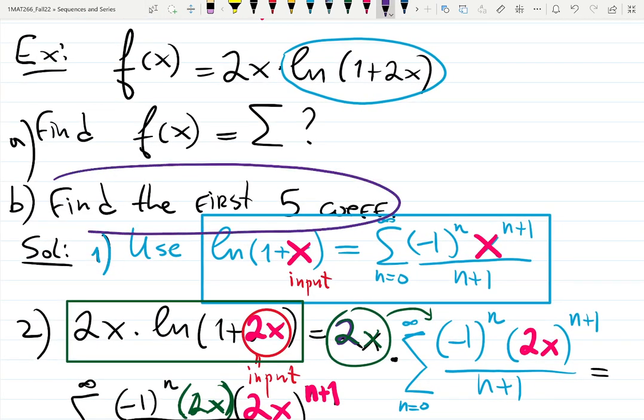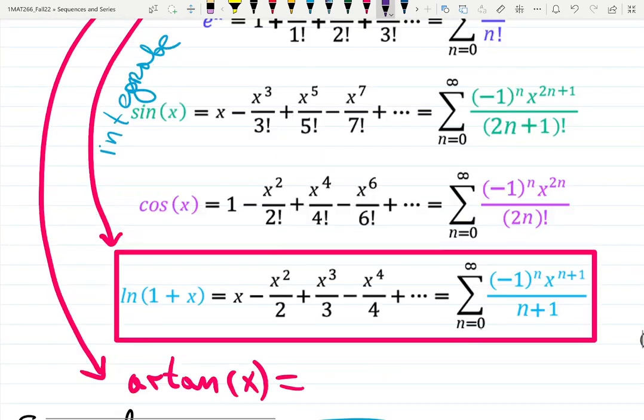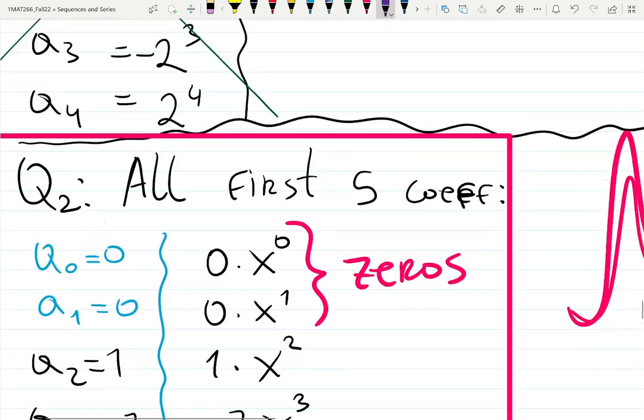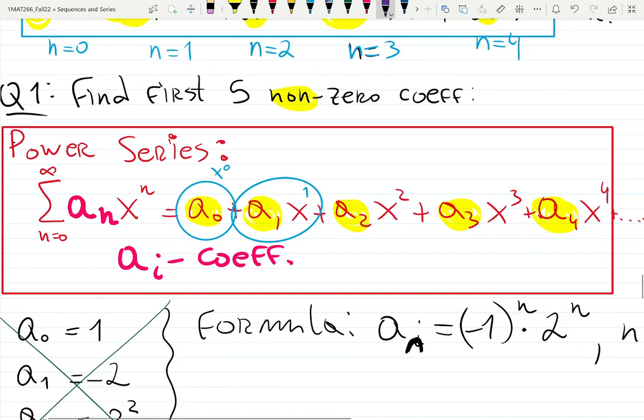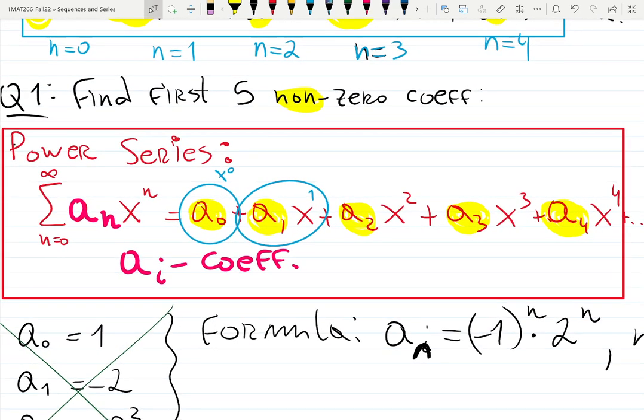Find the first 5 coefficients. The formula is very strict. The formula is at the very beginning of this chapter. If you go to the very top of those lectures, you will see this formula I gave you. It starts with x to the 0. Then it has x to the 1, x to the 2, x to the 3, and so on.